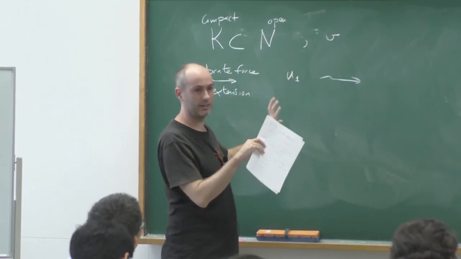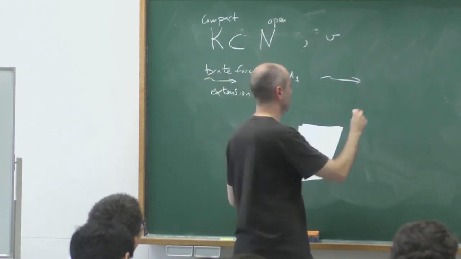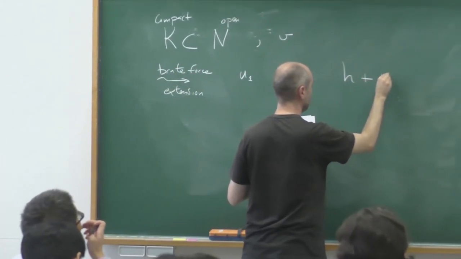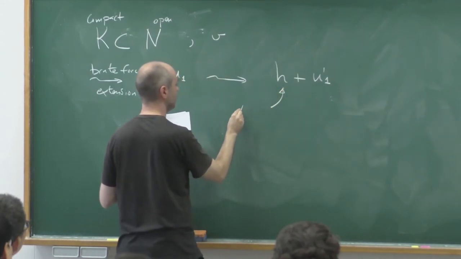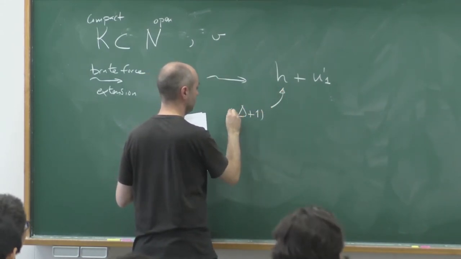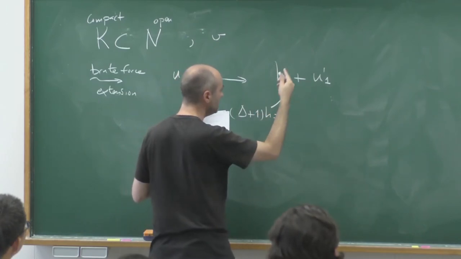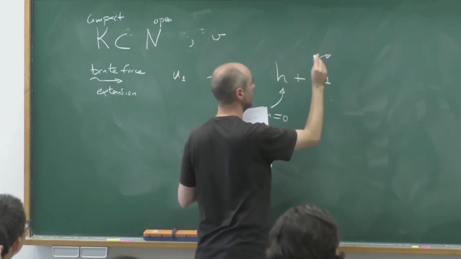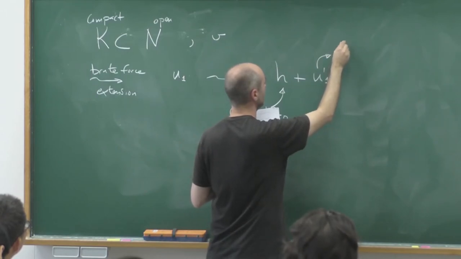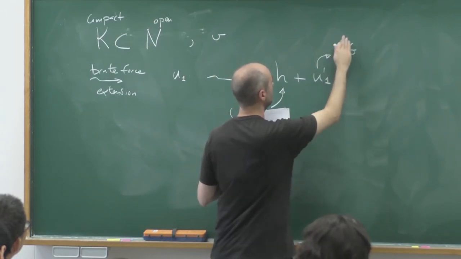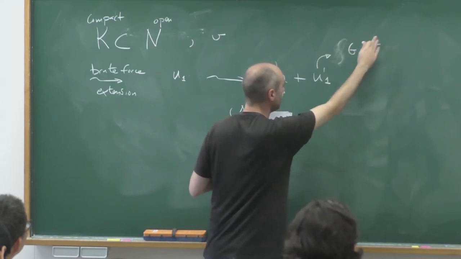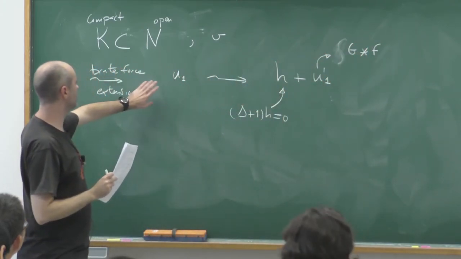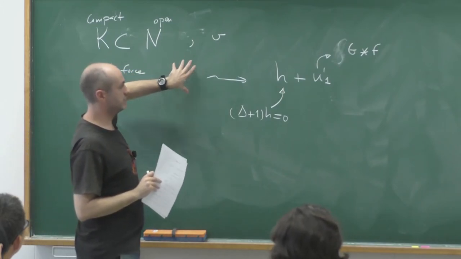We wrote this U1 as the sum of two functions, a function H plus a function U1 prime. H is a solution to the homogeneous equation. This indeed solves the homogeneous equation. But this U1 prime is explicit in the sense that it's a convolution with the Green's function. F was the Laplacian plus one of this U1, the density.